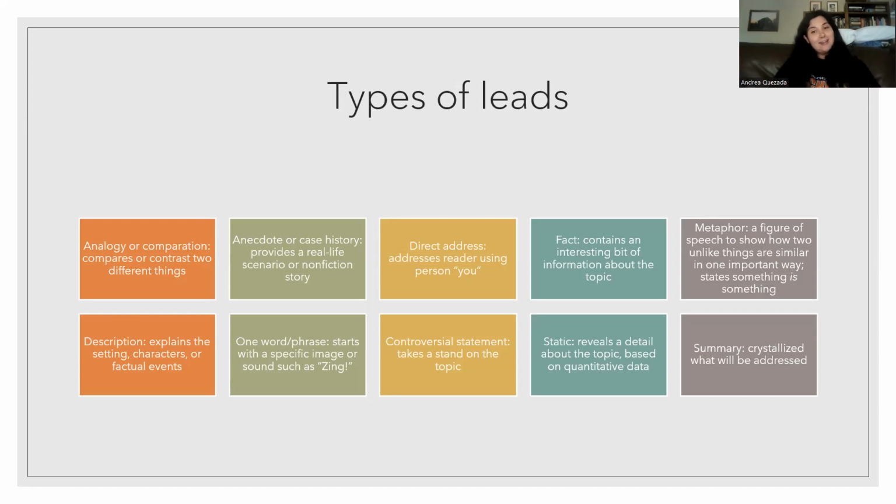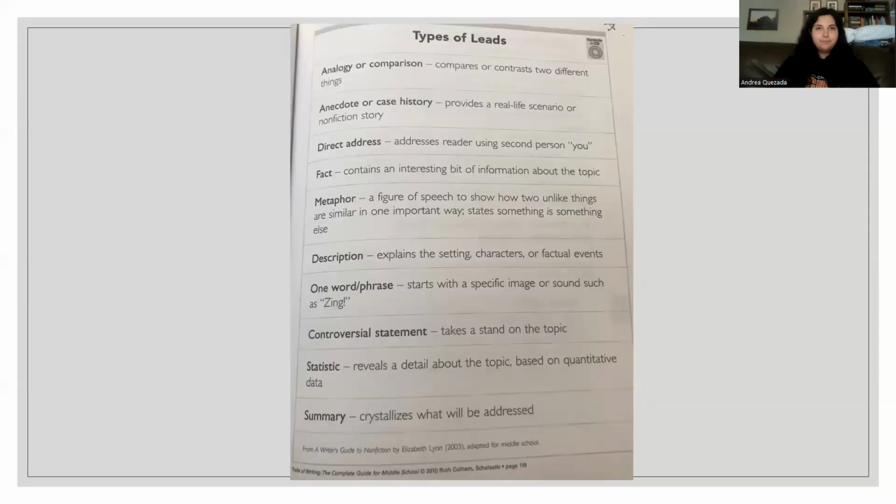And then we have the statistic that reveals details about the topic based on quantitative data, so more logical numbers. And then last, we have the summary, which is really self-explanatory. It's a summary of what's going to be addressed in the rest of the text. So again, I think it's important to keep in mind the kind of text we're going to write and our audience to see what type of lead will be more beneficial and better to fulfill its purpose.